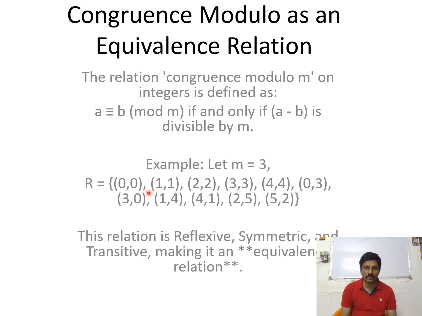0 minus 0 is 0, divisible by 3, and 1 minus 1 is also 0 divisible by 3, 2 minus 2 is also 0 divisible by 3, 3 minus 3, 4 minus 4, divisible by 3. 0 minus 3 is minus 3, divisible by 3. All these elements are divisible by 3. Therefore, this is an equivalence relation. The relation is reflexive, symmetric, and transitive. If we observe these elements 1 comma 1, 2 comma 2, 3 comma 3, 4 comma 4, so if I take 1 comma 2 comma 3, therefore it is a congruence modulo relation. Clear?